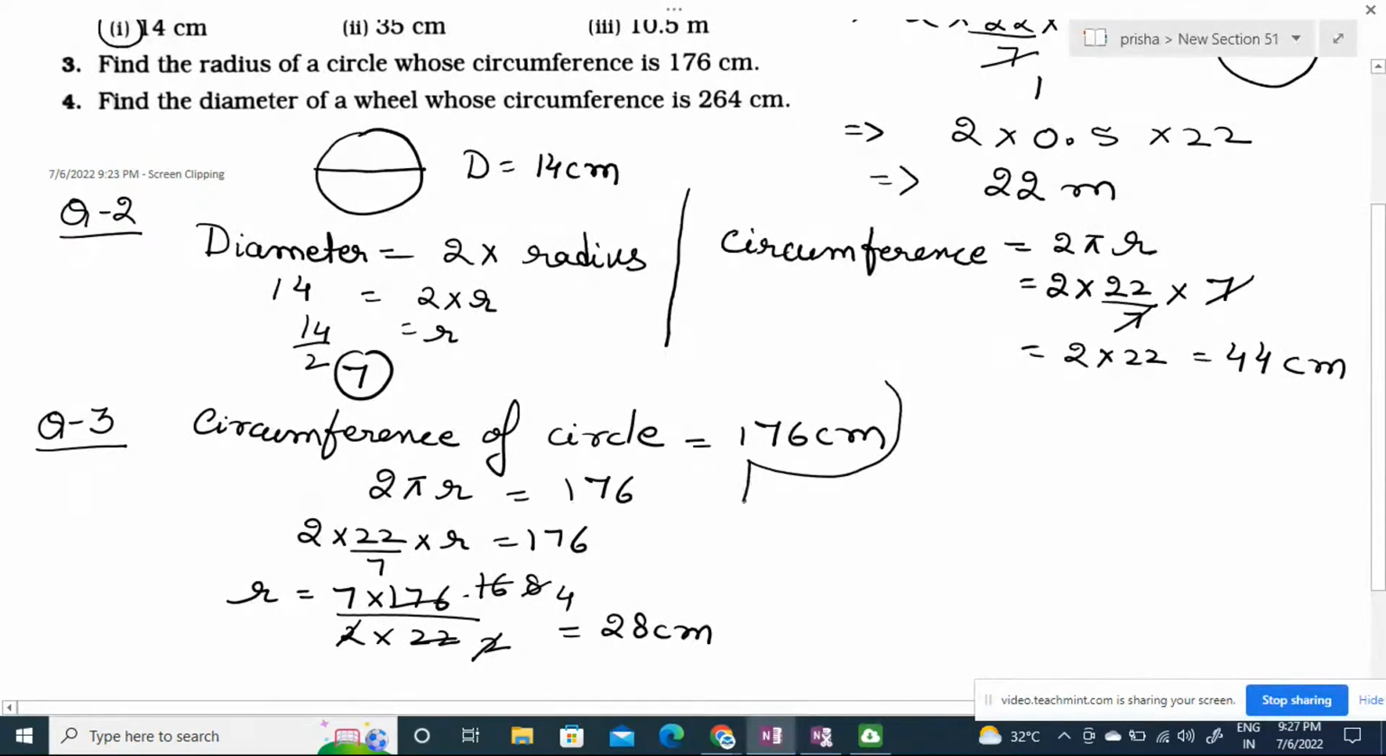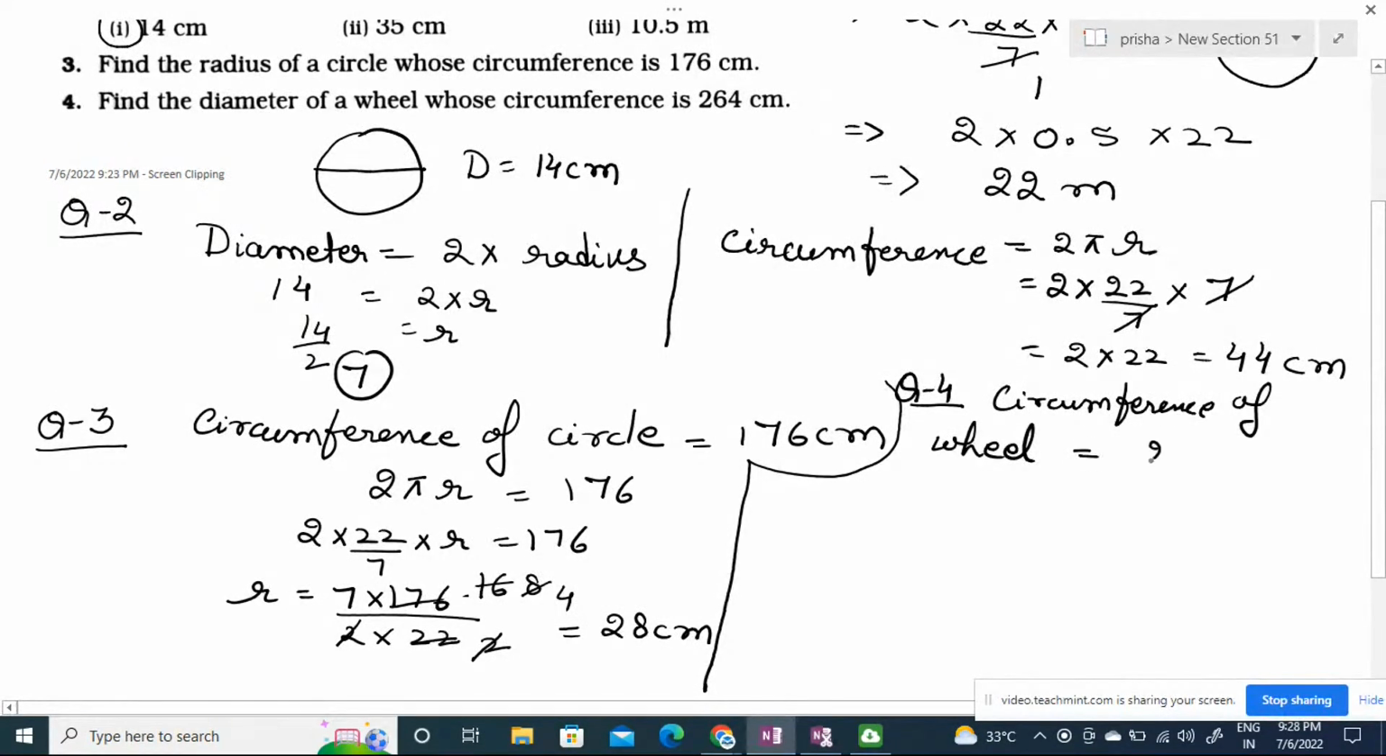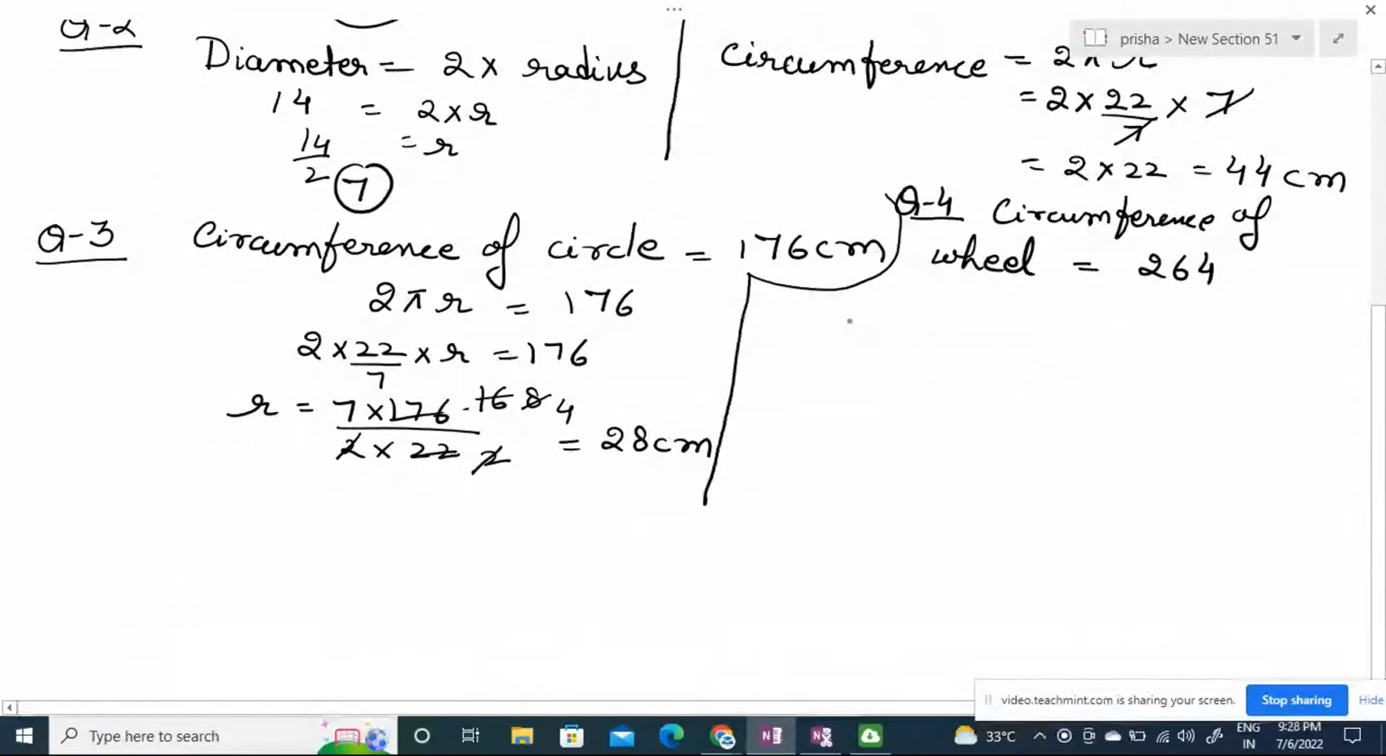Now the last question which I have taken over here, question number 4. We have to find the diameter of a wheel whose circumference is 264 centimeter. The circumference of the wheel is given to us. Firstly, simply find out the radius, then find out the diameter. That is it.